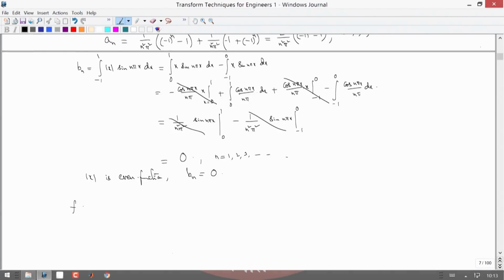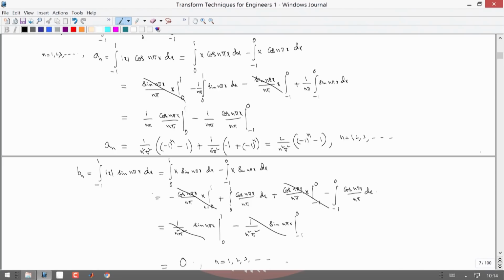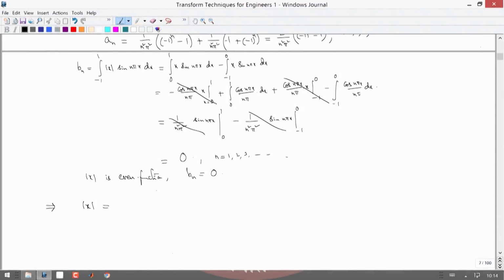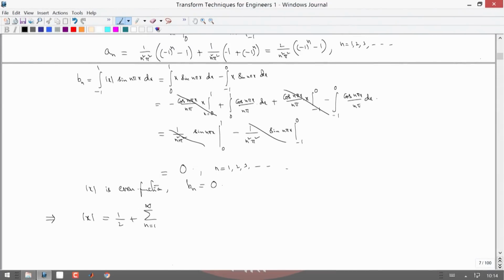So, now you have this f(x), that is mod x. This is what we still believe, we have not proved that this Fourier series is converging to this function. a0 is 1, that is what we calculated. So, you have 1/2 plus sigma n running from 1 to infinity, a n's are 2 by n square pi square times ((-1)^n - 1) times cos n pi x. So, this is between -1 to 1. So, this series I claim to converge pointwise to this function mod x.